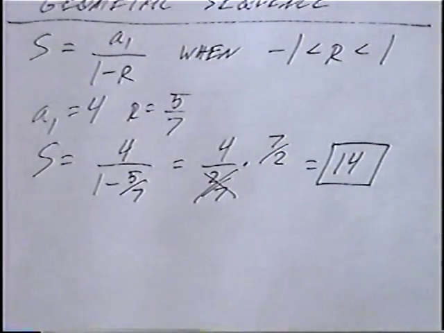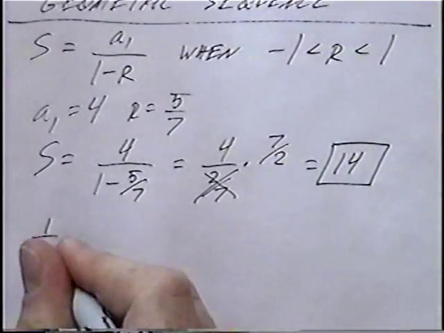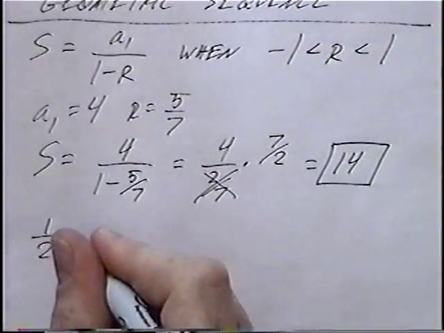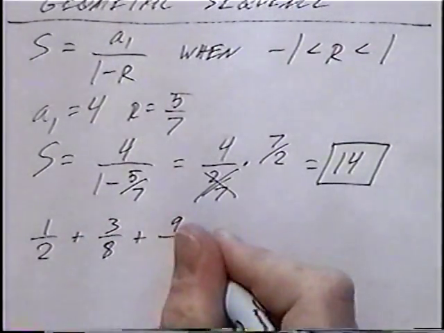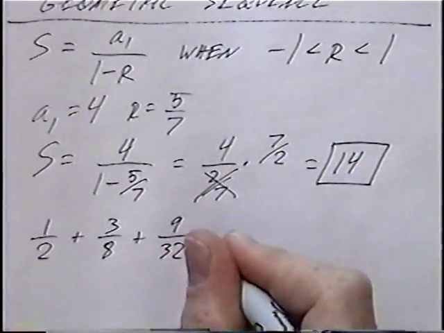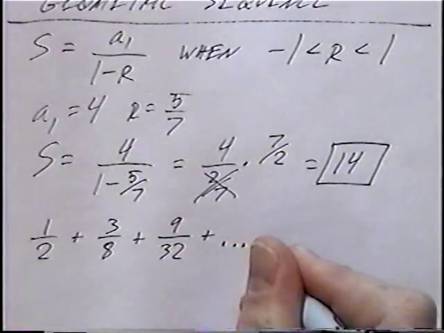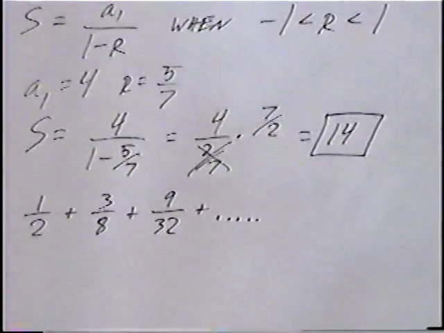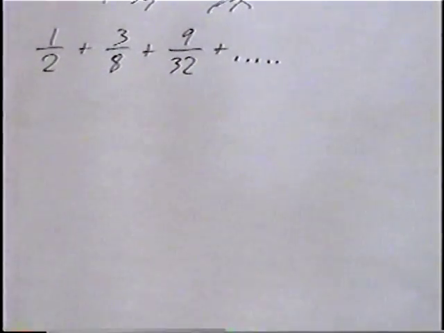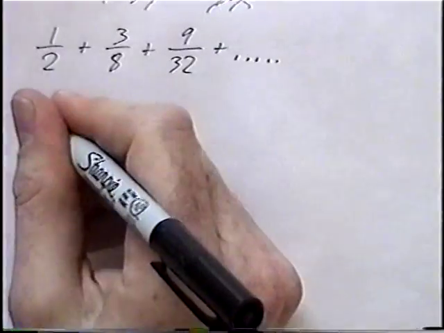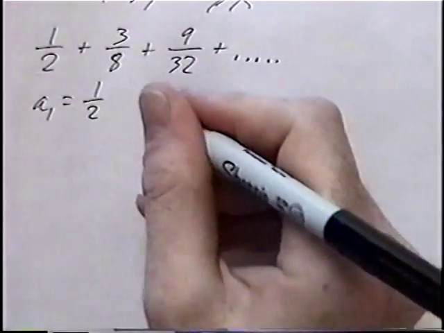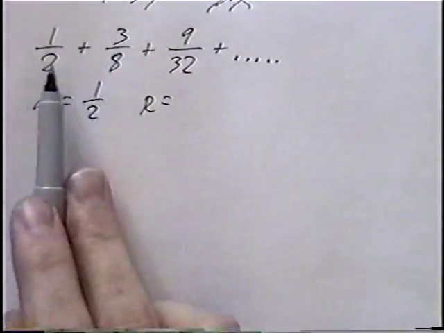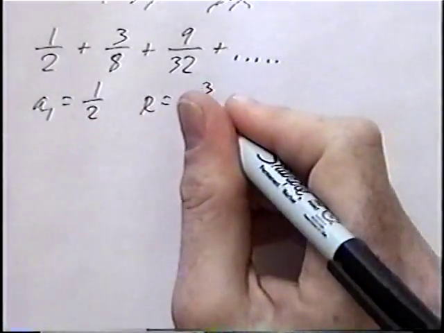Second question, and last question for this section. The sequence is 1/2 plus 3 over 8 plus 9 over 32 plus ... as the sequence continues on. For this equation, we need the first term, a sub 1, which is the first number, 1/2. And we also need the rate, which we can find by taking the second number divided by the first number.